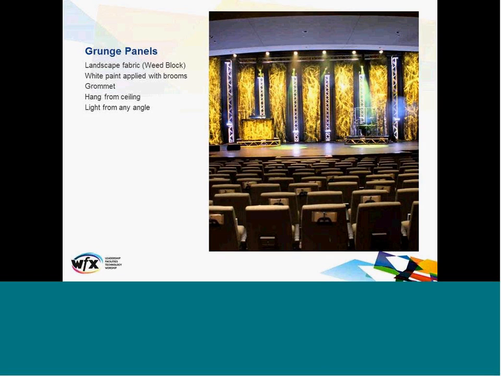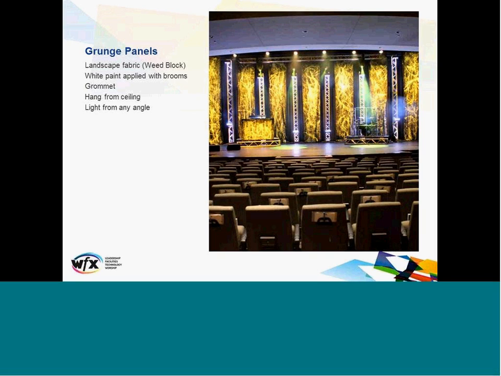Now these are things that we call grunge panels. They're kind of a unique thing. It's landscape fabric. It's what landscapers use to kind of keep weeds from growing up in flower beds or in things around the front door. It's called Weed Block. I think that's a brand name. It's just large runs of weed block. Cameron, the guy who originally came up with this idea, he basically laid them out on the lawn outside, used white paint, and then did it with brooms, kind of some really cool patterns, really cool grunge patterns. So it's just white paint on a fabric.